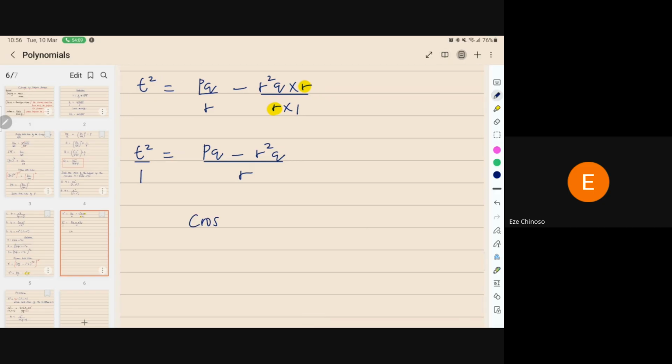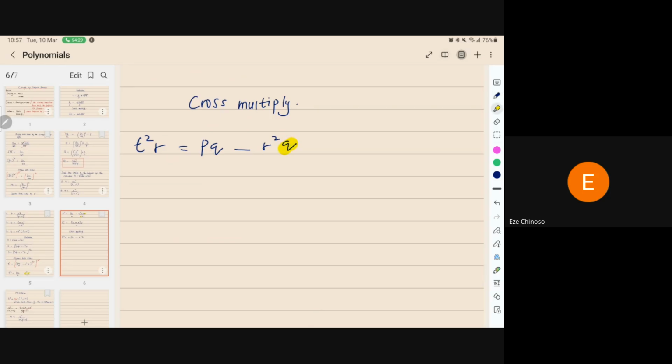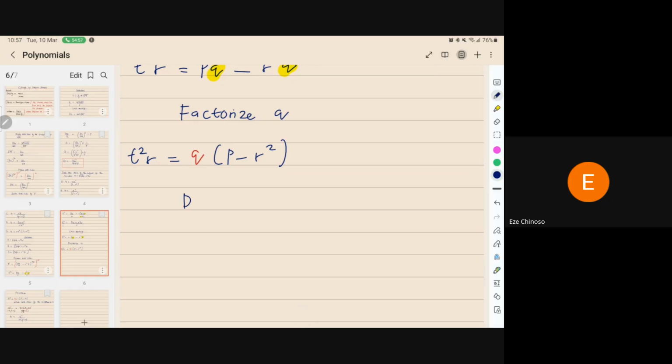So just cross multiply. When I cross multiply, I should have t squared r is equal to pq minus r squared q. Now I think at this point is when we can factorize, and that thing I solved will now make sense. So let's factorize q. When I factorize q, I should have t squared r is equal to, let's bring out master q. Then I should have open brackets p minus r squared. Now we can divide both sides by the coefficient of q.